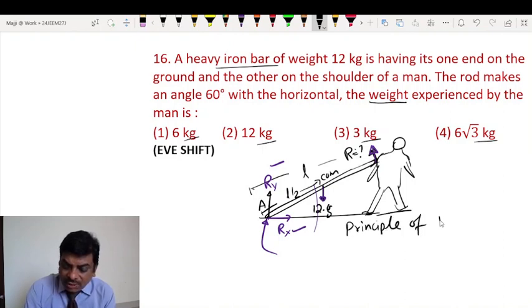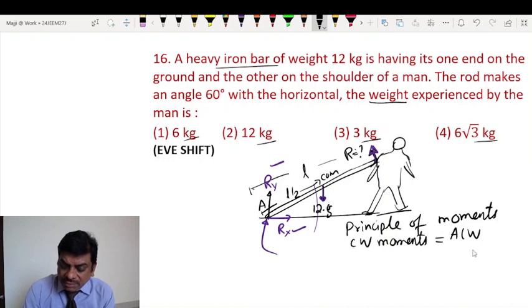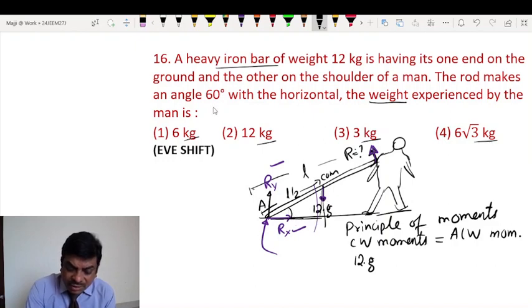As per the principle of moments, for the rotational equilibrium of a rod or anything for that matter, clockwise moments should balance the anti-clockwise moments. So here the clockwise moment offered is 12 kg into g, that is due to the weight, into the lever arm, students, this is the lever arm. If you take this angle as 60 degrees, what they have given, this will be L by 2 cos 60. You can see L by 2 cos 60 degree.